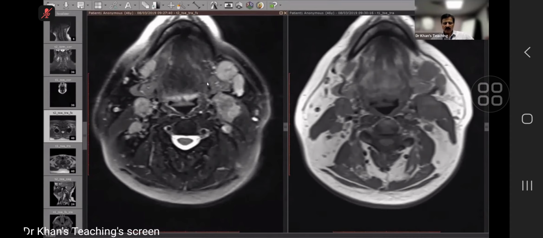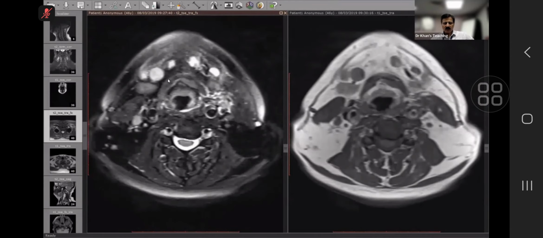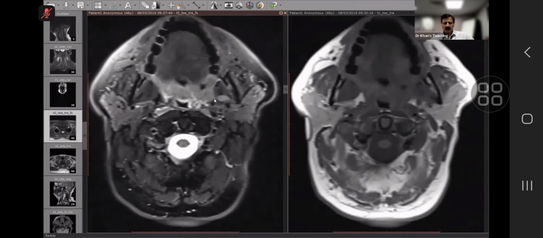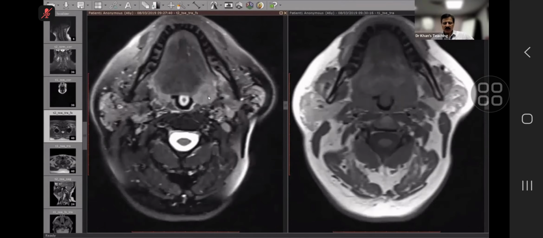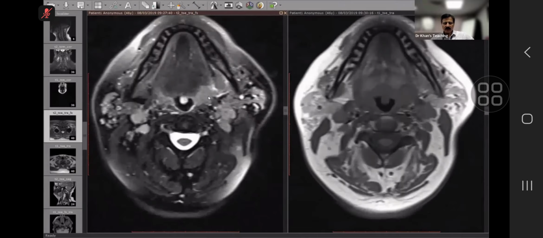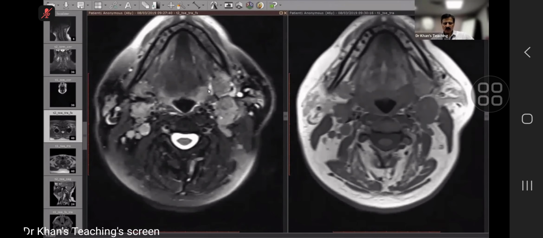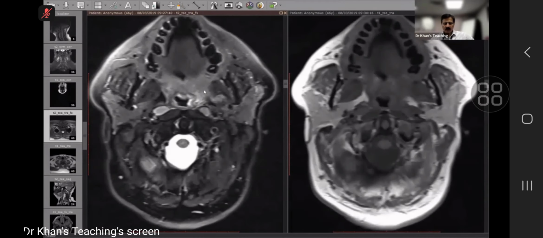Level 1 node, level 1. Nodes we will cover next time. But you can see all of these are abnormal. So this is oropharyngeal carcinoma, which arises from the tonsil and then invades the surrounding structures like this.